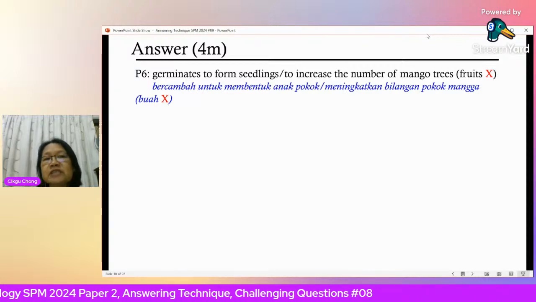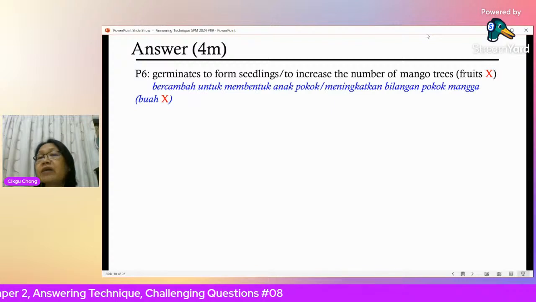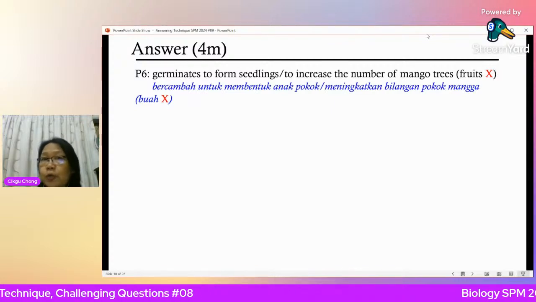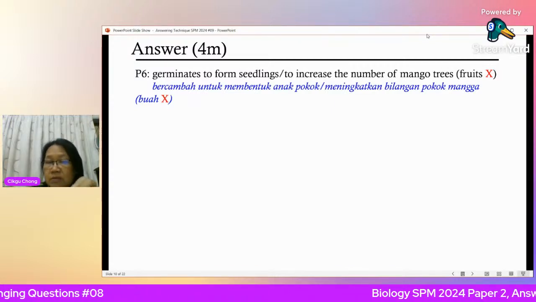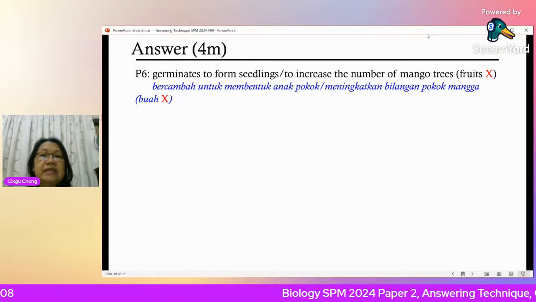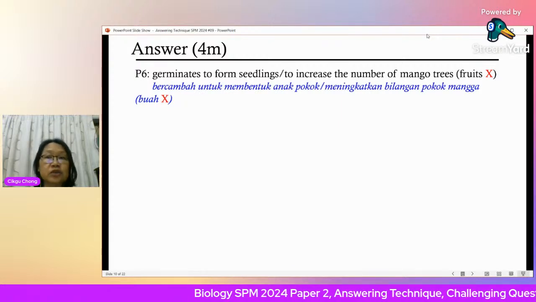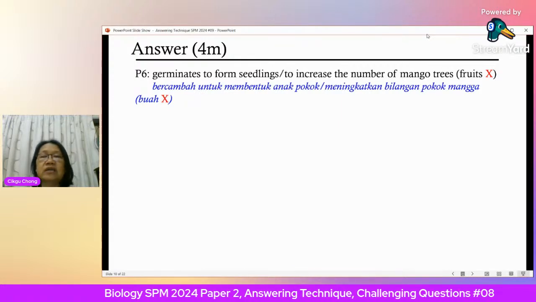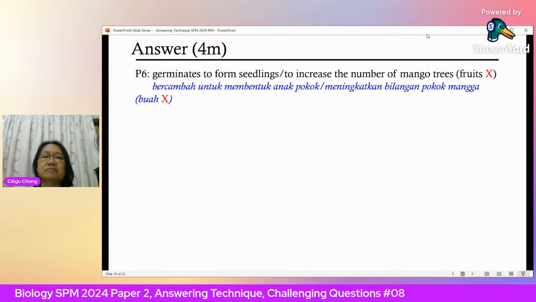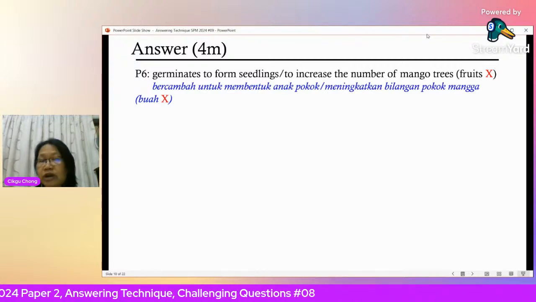Okay, so it germinates to increase the number of mango trees, not mango fruits. We're not talking about fruit because we're going to talk about the whole seed germinating and getting a new tree. Okay, the next generation is the tree. Okay, not fruit. You write fruit, you get it wrong.